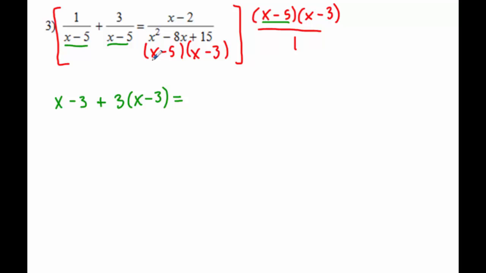Then on our last fraction, it has both parts, so everything cancels as far as what we're multiplying by, but I still have to put the numerator, which is x minus 2. And now I'm ready to solve it like a normal equation. So I have to distribute here. 3x minus 9 equals.